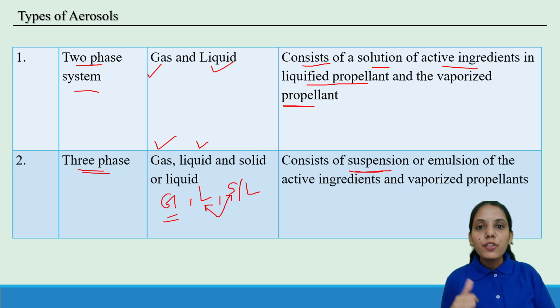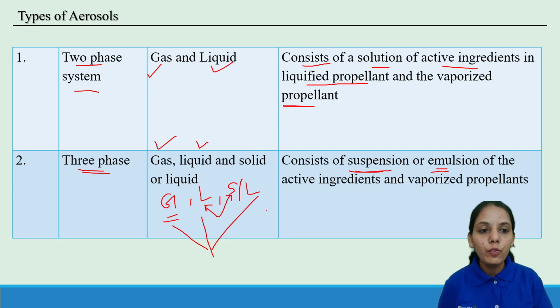In case of suspension, gas, solid and liquid. Now they have said for emulsion also. In case of emulsion, it can be gas, then liquid and this liquid. So gas, liquid, liquid for emulsion. Gas, solid, liquid for suspension. So this becomes your three-phase system and two-phase system.